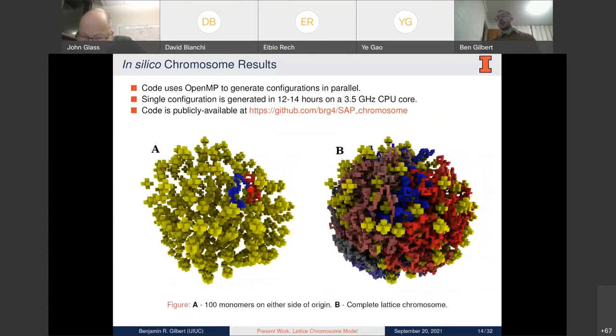And so putting all this together, what we're able to get is shown here. So the ribosomes are in yellow, and they're on the 8-nanometer lattice, and then the chromosome, which is colored from red to blue, with red and blue meeting at the origin, is shown here on the 4-nanometer lattice that we actually folded on.